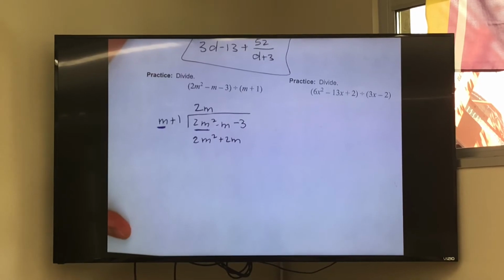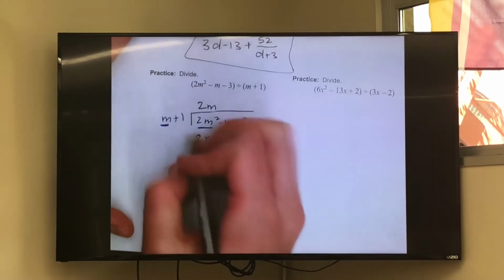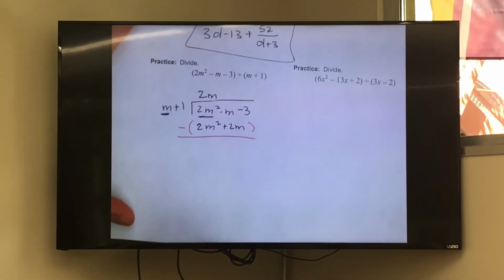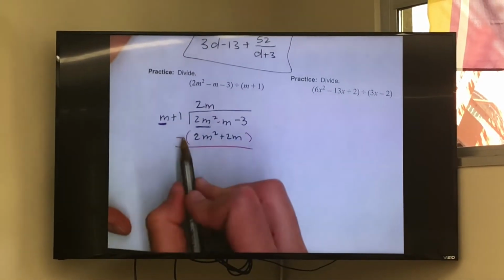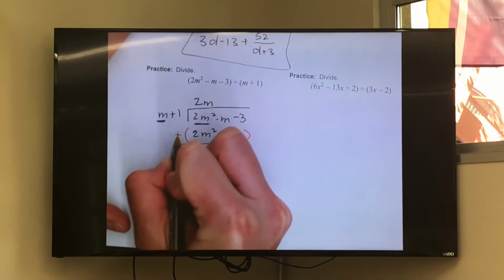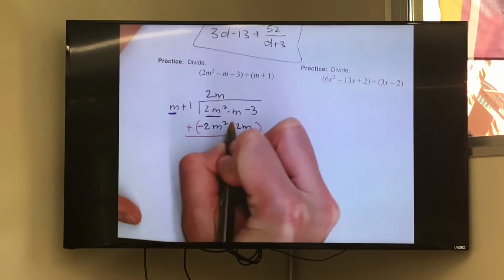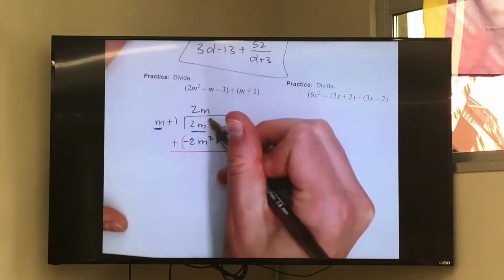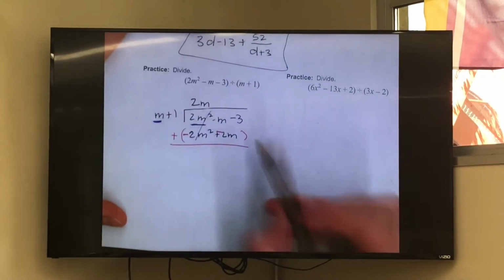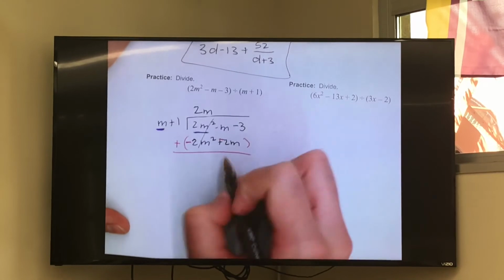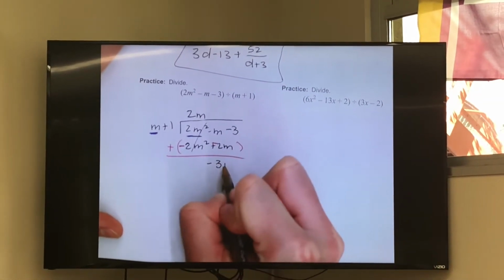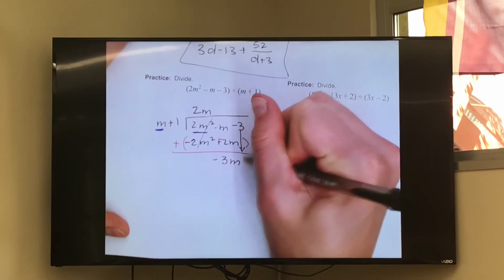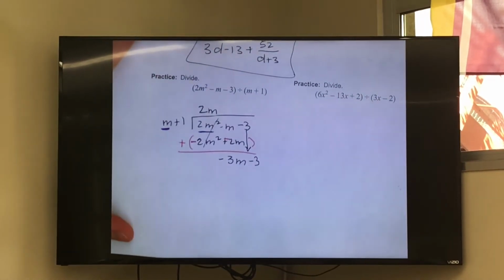Now we have to subtract down. So I'm subtracting this whole term, so I put it in parentheses. And then for subtracting, I need to distribute the negative in. So this becomes a plus. Now that's negative, now that's negative. And then we simplify down. Now these cancel, which we expected. And then negative m and a negative 2m would give me negative 3m. I bring down my minus 3, just like with regular long division.